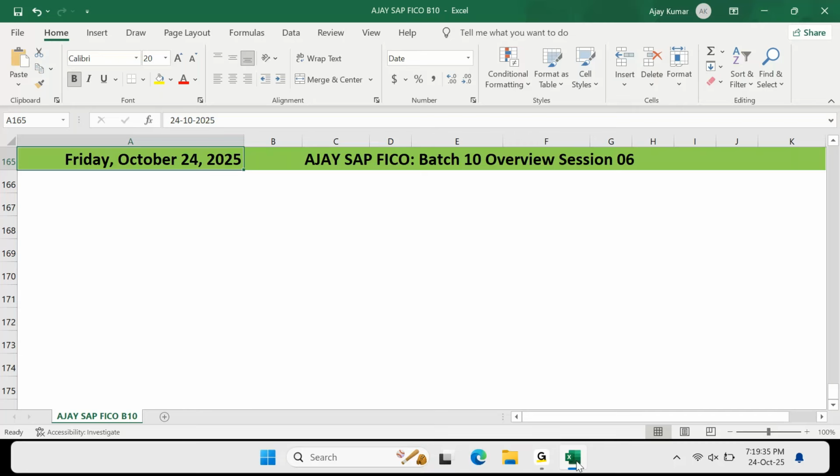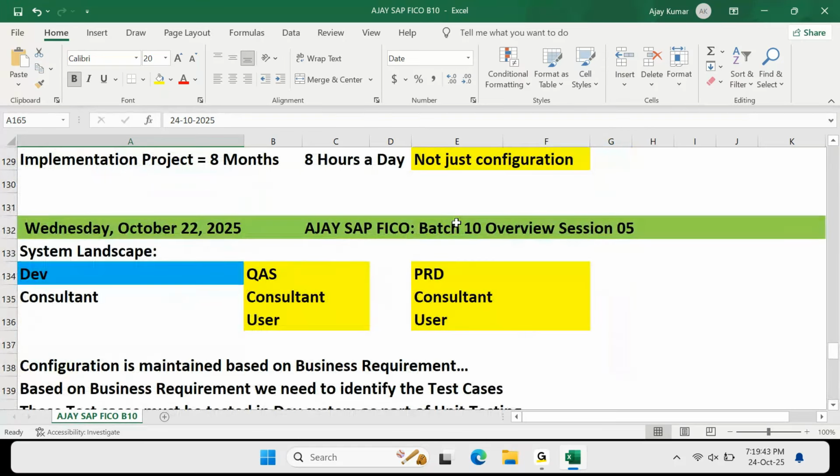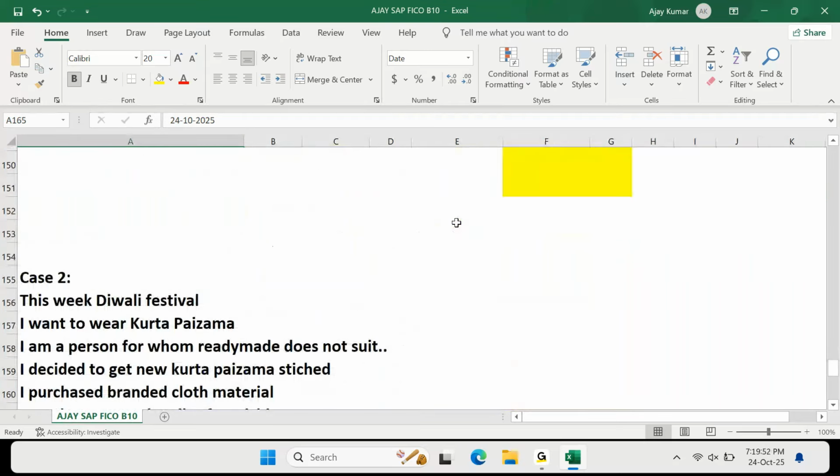Okay, in the last session, what did we talk about? We talked about business process, requirement understanding, and other fundamental points. I hope everybody got a basic understanding of the last points. Yes, no? Yes, sir.